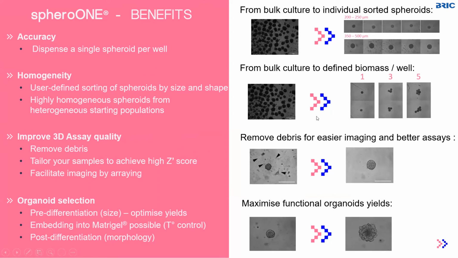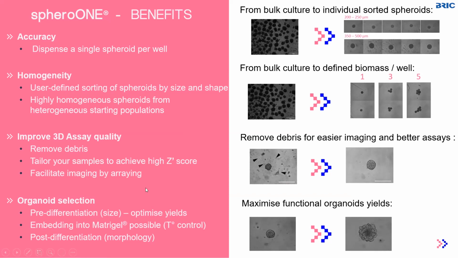By having a step of isolation between the formation of the spheroids and their assaying, you can get rid of all the debris. So you take your spheroid suspension and put it on a strainer. This will remove all the debris, and then you start your isolation to obtain wells containing just a very nice spheroid without any debris around. This will facilitate your imaging a lot and improve the quality of the assays that you are doing downstream.